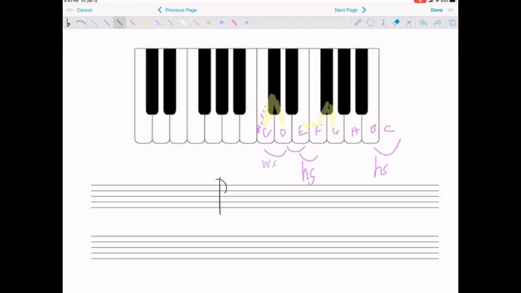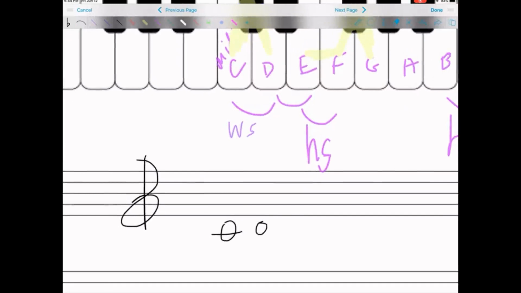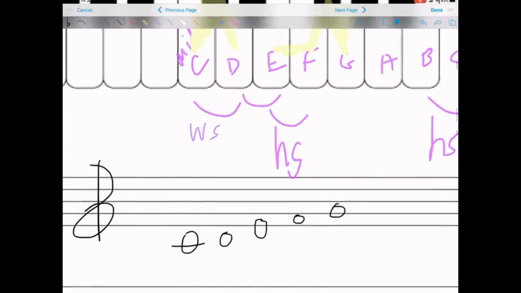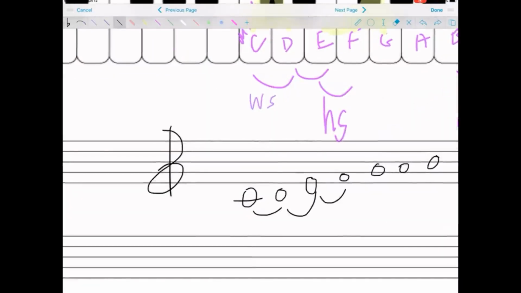But when we write them on the staff, let's say this is middle C, simply by writing on the lines and spaces, you will represent all the white keys in a row. B, and then we return to C. So again, some of these are whole steps, some are half steps, and so on.